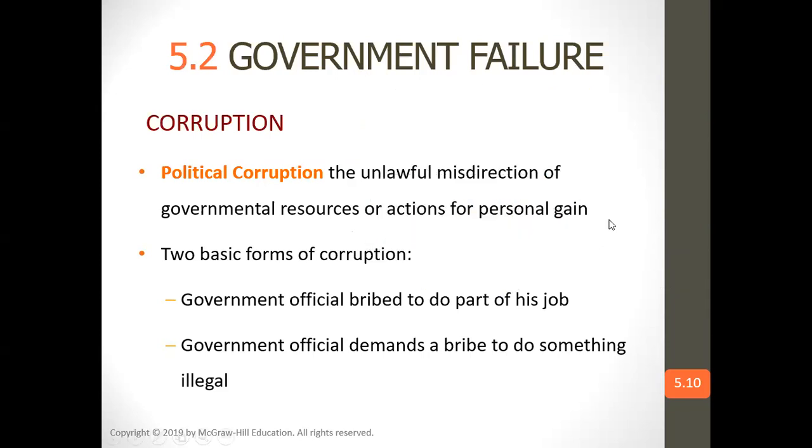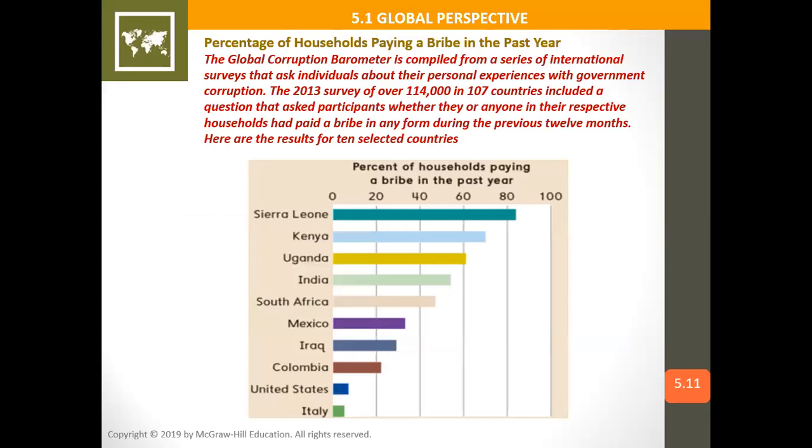So then corruption, political corruption: the unlawful misdirection of government resources or actions for personal gain. Two basic forms of corruption: a government official bribed to do part of his job, or a government official demands a bribe to do something illegal. They did a survey and found that Sierra Leone had the highest rate of bribes in this chart, over 80%. And then Italy is the least on this chart, United States second least. So it still happens in the United States, but very low compared to a lot of other countries.